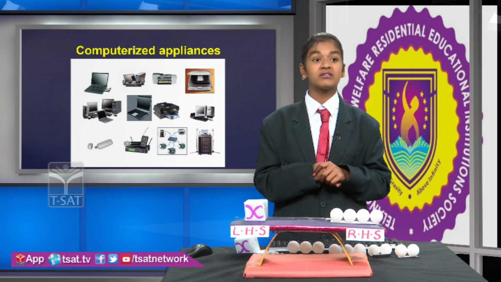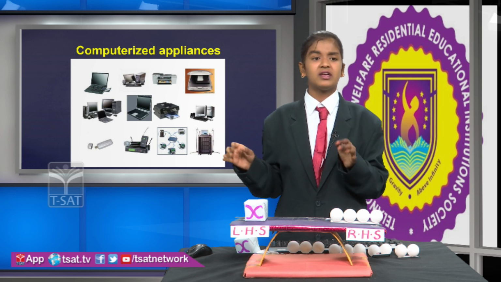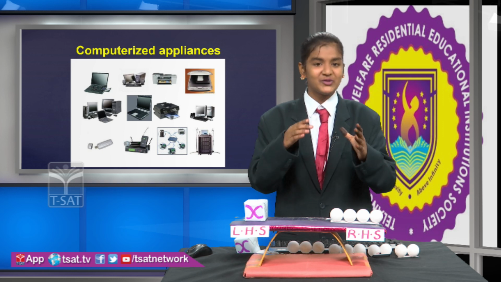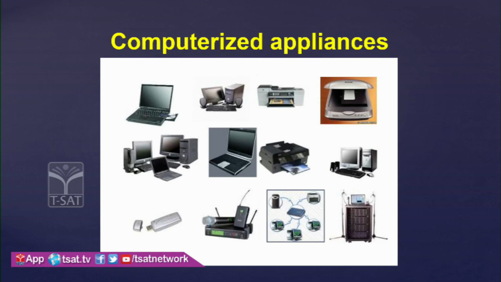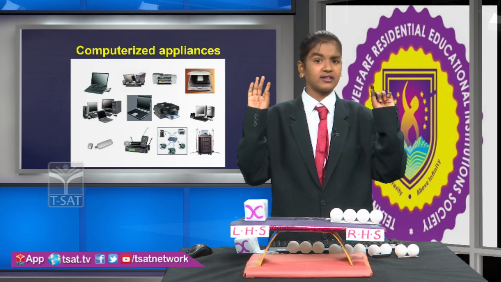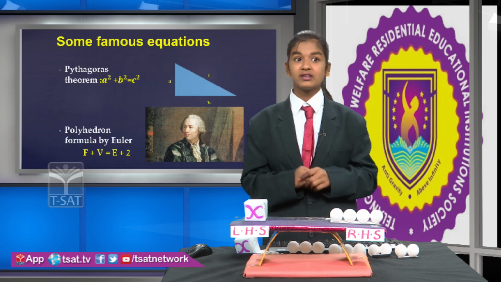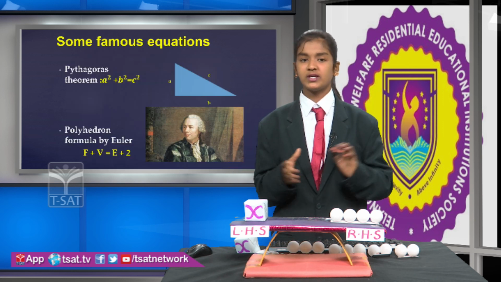And the next one, friends, computerized appliances. Now there are computers everywhere. You might not see them, but the newest appliances like washers and dryers come with computer chips. Anything that has a computer chip relies upon equations. So friends, now let's see some famous equations.